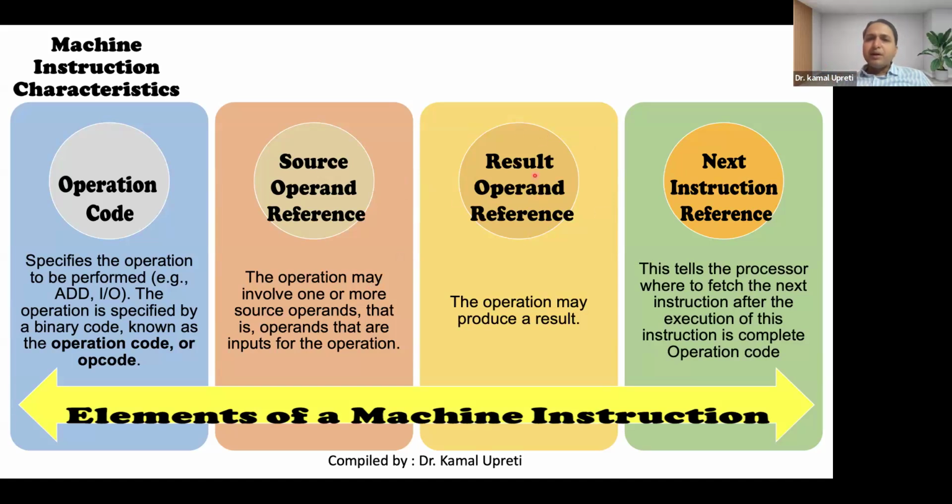Next is the result operand references, because in the result operand references, we are always focusing on the operations, which is very important, because operations may produce results. And for getting a result, we need to target which type of outcome we are getting now, which is very important, I can say.